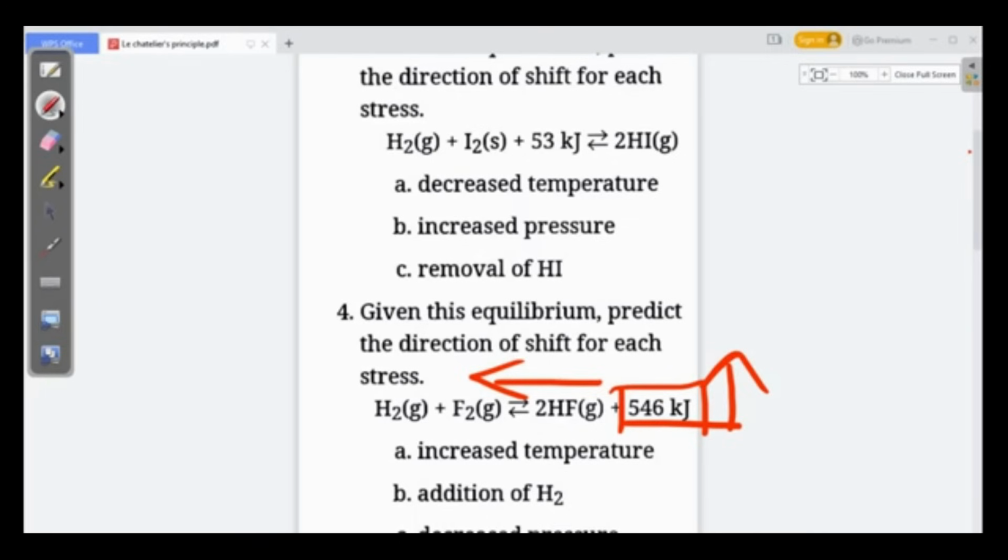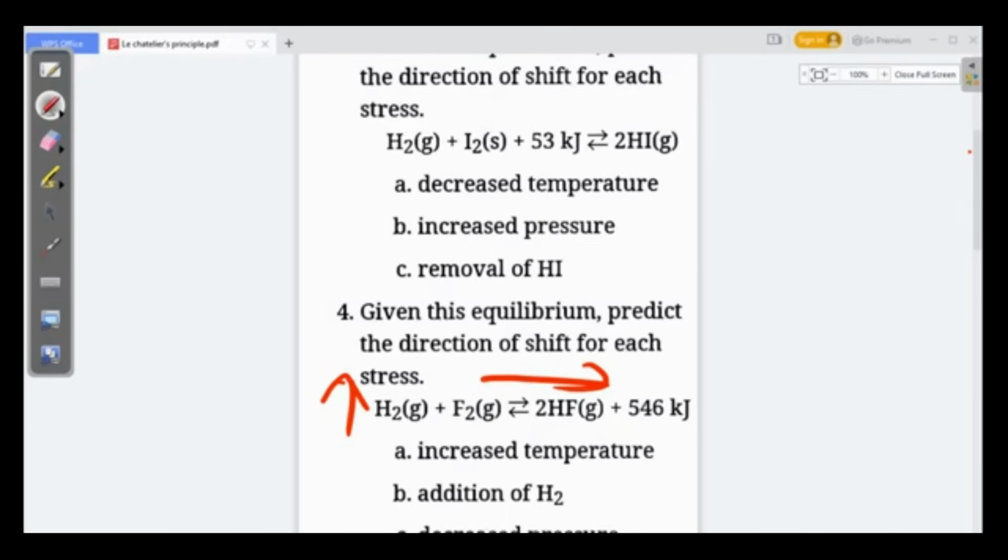And then what happens if you get to add the hydrogen gas? So adding hydrogen gas would imply that we are increasing the concentration of what? Of hydrogen. So the reaction is supposed to act in a way that we reduce the concentration of hydrogen. And that can only happen if we favor what? The forward reaction. Because in the forward reaction, hydrogen is going to react, so it will reduce.